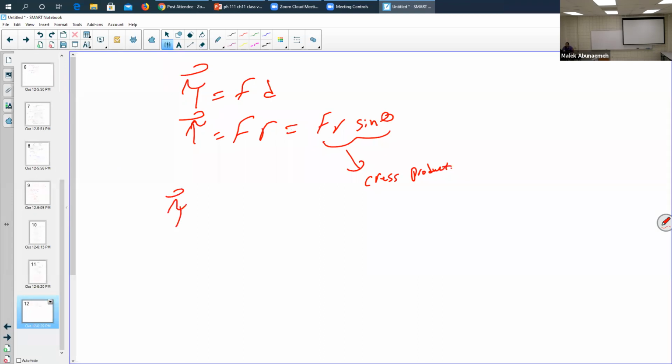So your torque is going to equal your r cross F. Now again, for perpendicular angles, your sine theta is going to equal 1. That means your torque, again, is going to equal rF, and that's what we've been doing.